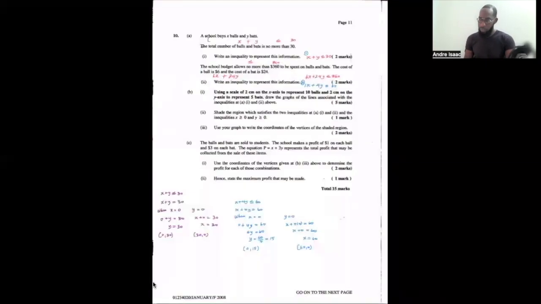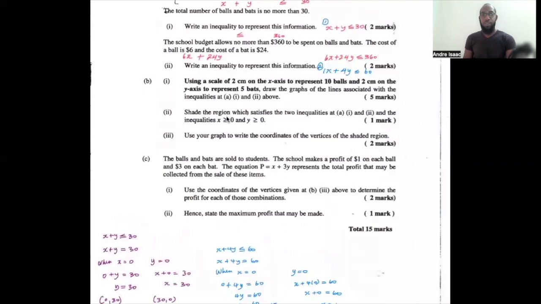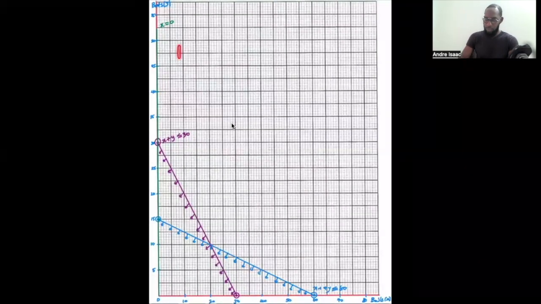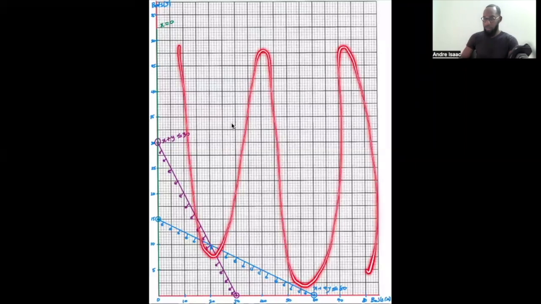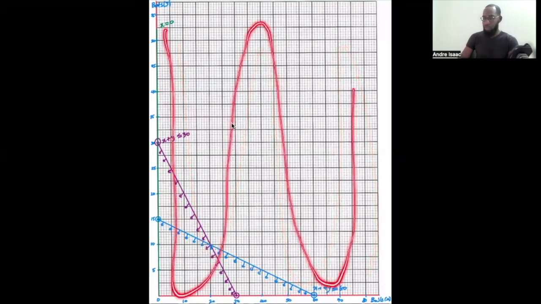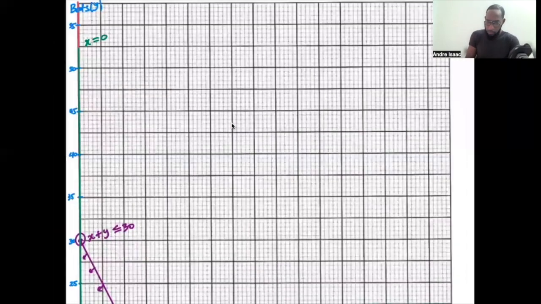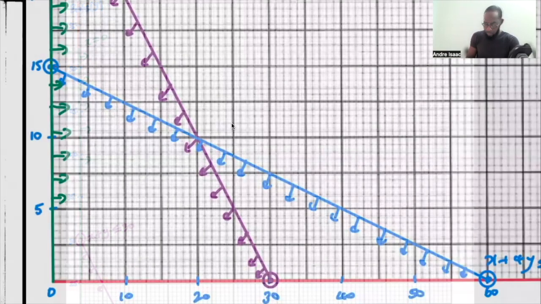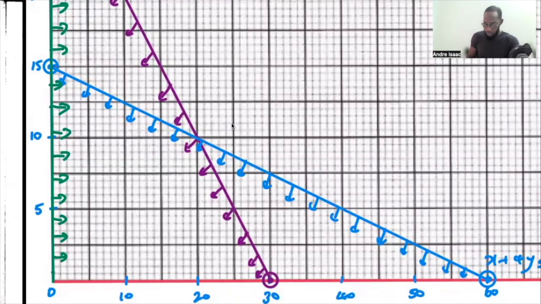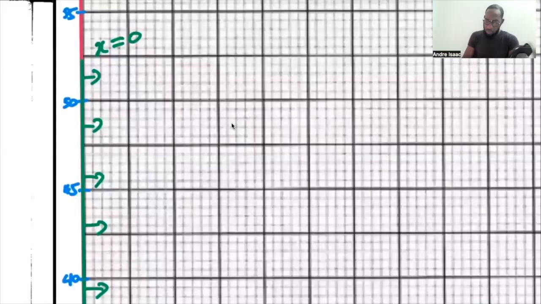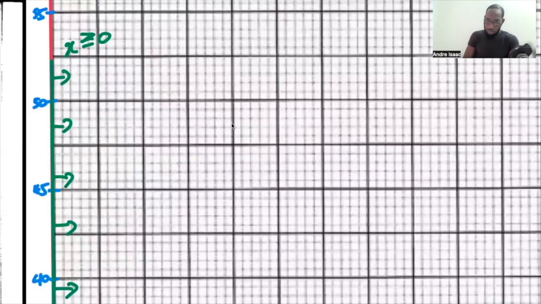Now we are dealing with x is more than or equal to 0. So x being more than or equal to 0 is everything here, more than or equal to 0. So what we do is we take our arrows, we draw small arrows. X is more than or equal to 0. All right, so we have x is more than or equal to 0. So let me just put that here. X is more than or equal to 0.